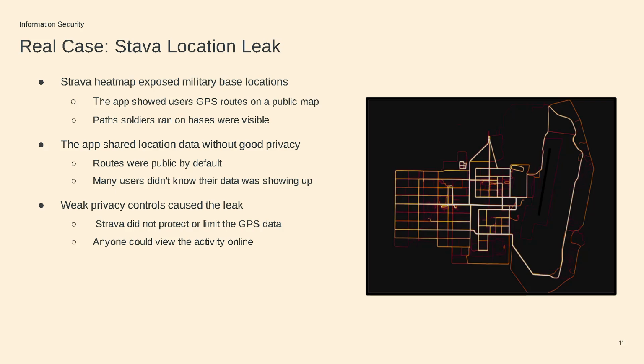The app made these routes public by default. Most users didn't even know their location was being posted. This leak happened because Strava didn't protect or limit the GPS data. The privacy settings were weak, so everyone could view the activity on the map on the app. This case shows that regular phone apps can have a mistake and expose sensitive information.